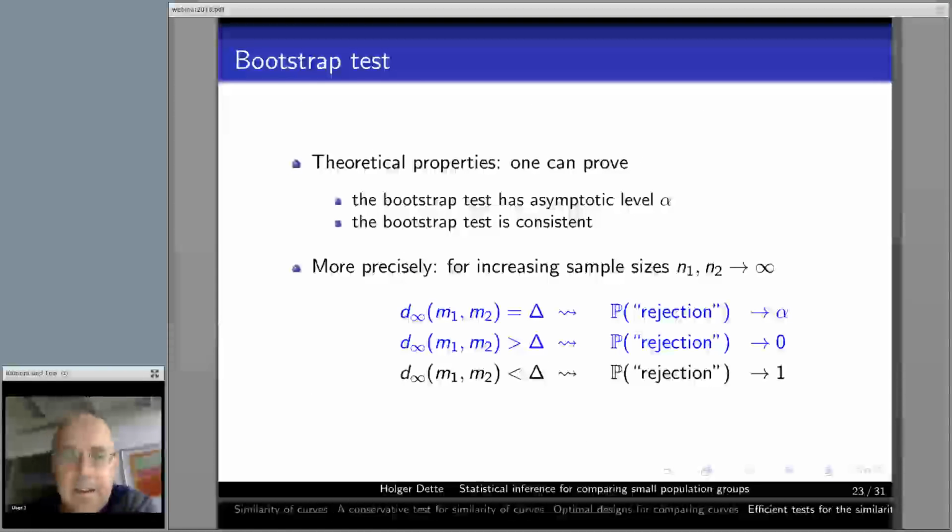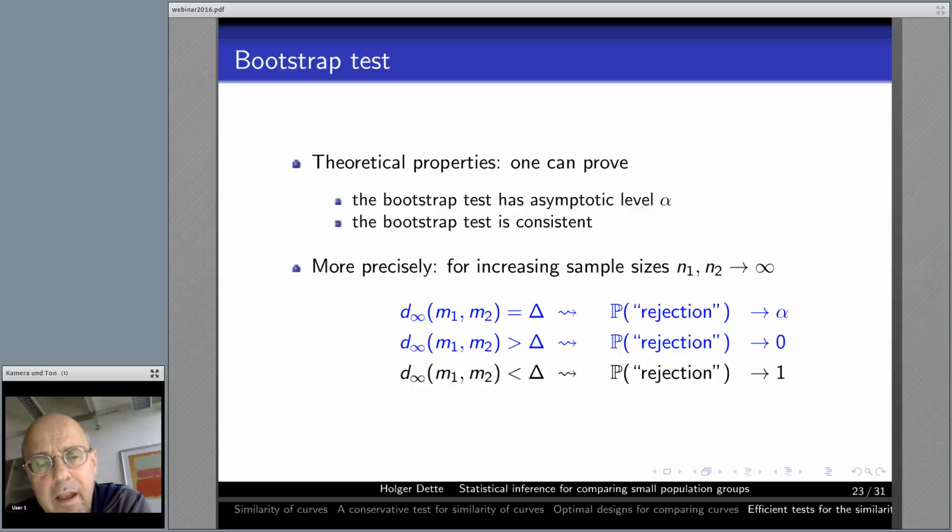Okay, and there are some theoretical properties. What we can prove is that this really provides an asymptotic level alpha test. We will see what asymptotic means here. It's about sample size. And we can also prove that it is consistent. What I also want you to keep in mind is something which is very typical for these interval hypotheses: the probability of rejection is precisely alpha if you are at the boundary of the null hypothesis.